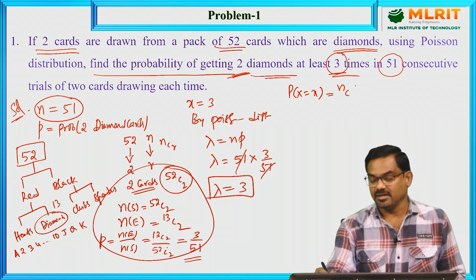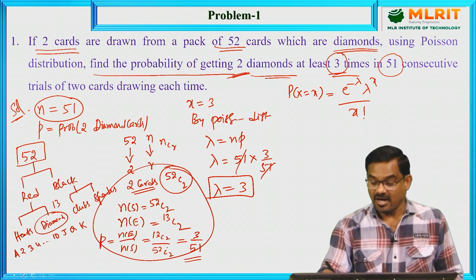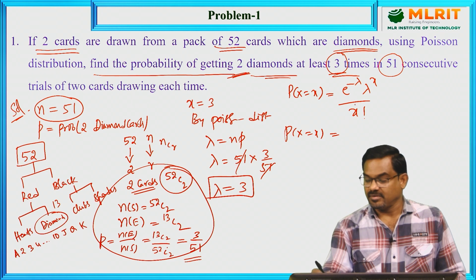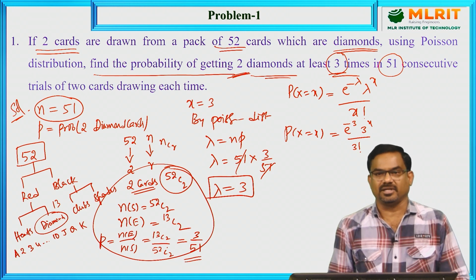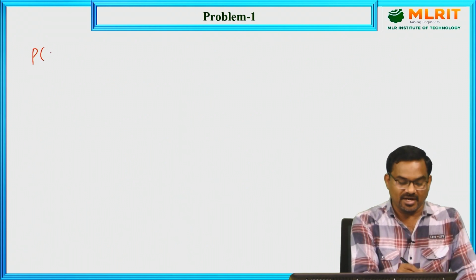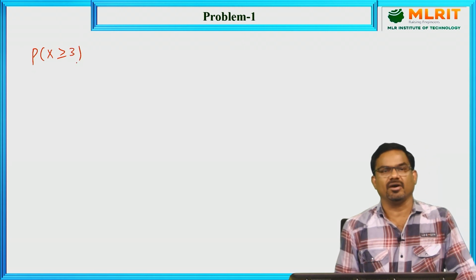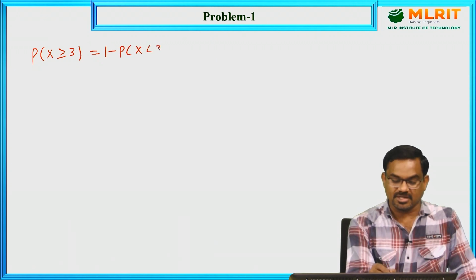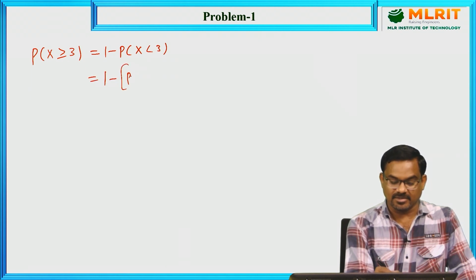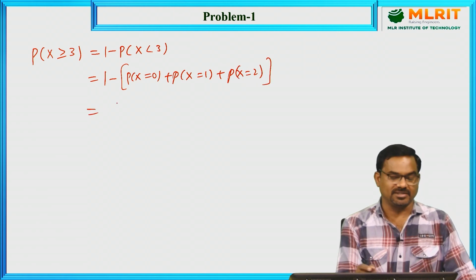Probability of x successes is e power minus lambda, lambda power x by x factorial, and here lambda is 3, so e power minus 3, 3 power x by x factorial. And in this problem we need to calculate getting at least 3 times. So it is required to find the probability of x greater than or equal to 3. So the minimum is 3 or more than 3 times also. This can be calculated using probability of x less than 3. So 1 minus probability of x less than 3, meaning x equal to 0 plus x equal to 1 plus probability of x equal to 2. 1 minus the sum of these 3 gives the final answer.